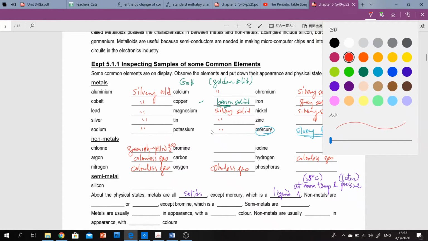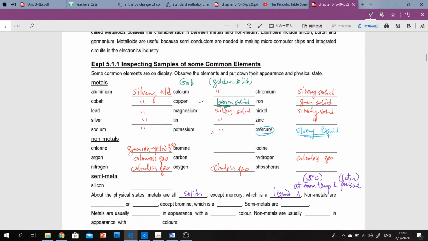Let's look at some other examples, such as bromine. Bromine is orange or dark red. We will use dark red to represent the dark red liquid for bromine, while iodine is just a black solid.